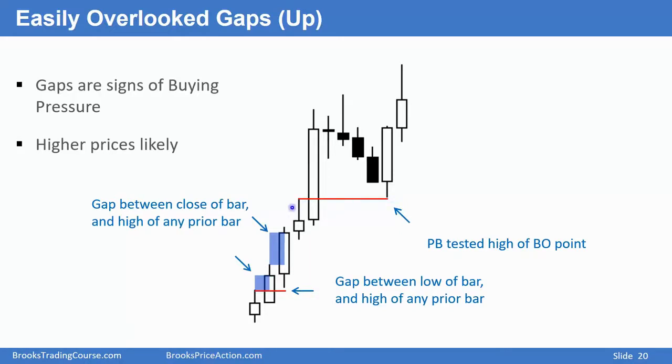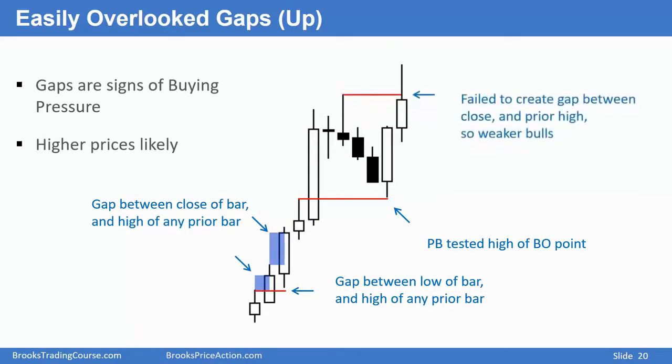And it's important. On a smaller time frame chart, this doji, this tail, would be a high, and this would be a low, and there'd be a gap between the two. So it tested the high. This was a breakout point, and here's a breakout. And this pullback tested the breakout, and the bulls bought and resumed up.